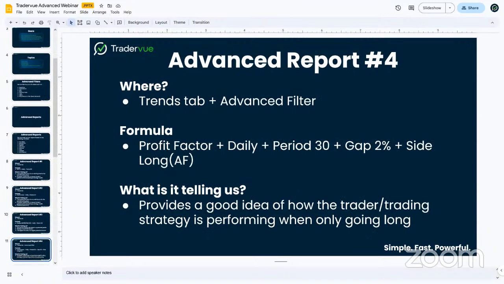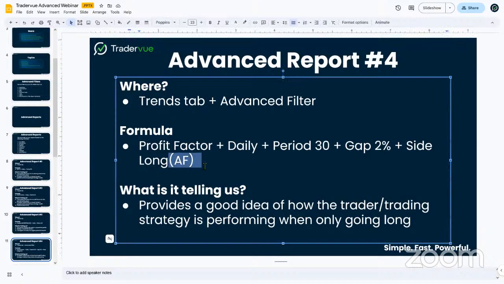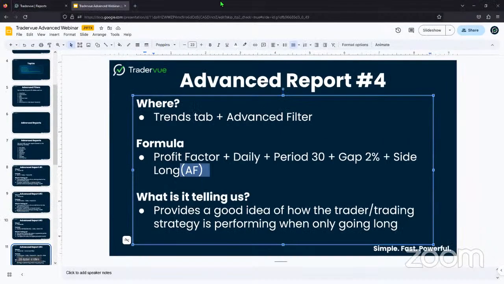Advanced report number 4. Okay, so now in this case, we're going to use the trends tab, but also we're going to combine it with an advanced filter. And so in this case, we're going to use profit factor plus daily plus period 30 plus gap percentage plus side long. AF means advanced filters. So let's go ahead and do that.